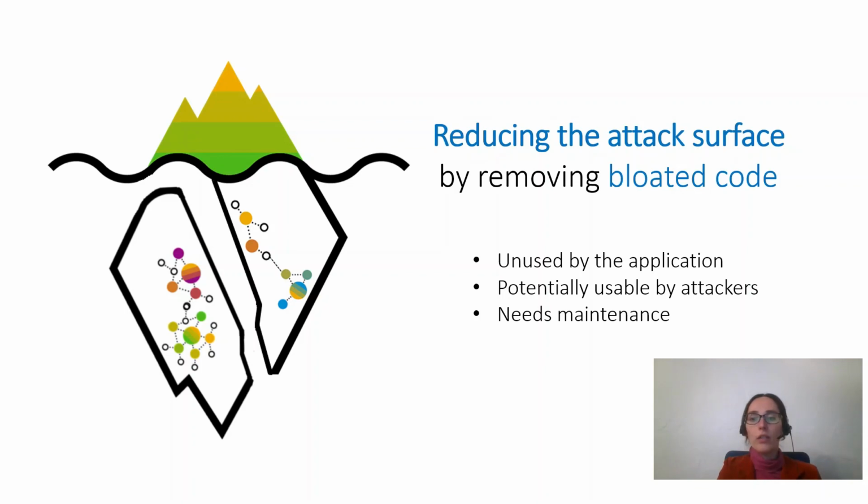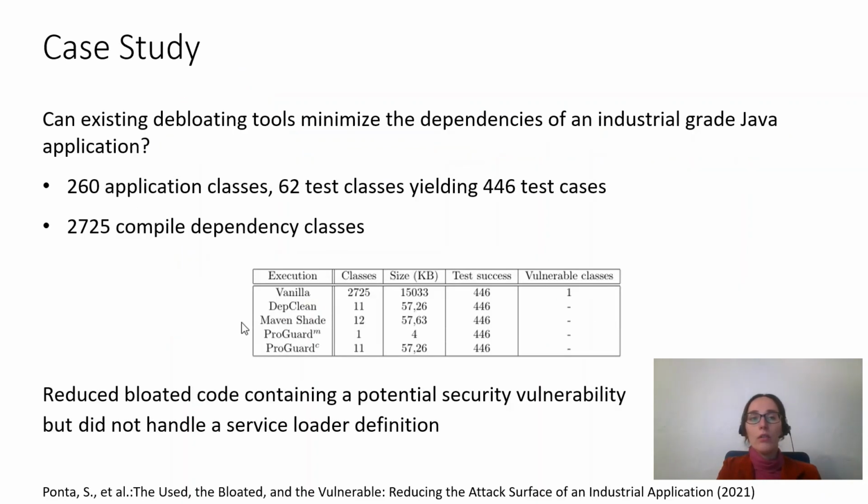We are still at a very early stage, and what we did until now is a case study in order to understand whether existing debloating tools can minimize the dependencies of an industrial-grade Java application. So we used a Java application with 260 classes, 62 test classes for a total of more than 400 test cases. And we had a total of around 2,500 classes coming from the dependencies. We used DepClean, Maven Shade, and ProGuard as debloating tools.